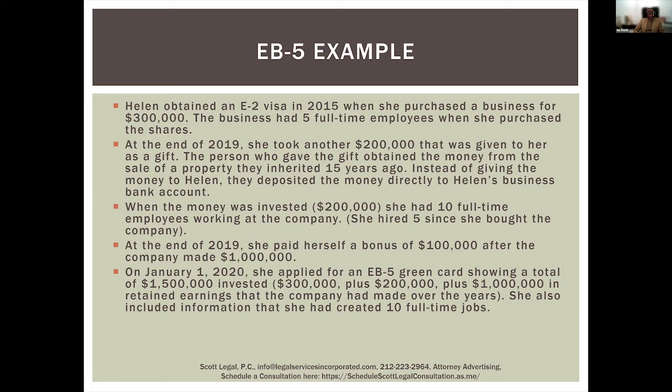So in this example, Helen got an E2 visa in 2015, and she purchased a business for $300,000. So she gave the seller $300,000, and the business had 5 full-time employees when she purchased the shares, right? Then, 4 years later, she invested another $200,000. So now she's invested $500,000, and the $200,000 was given to her as a gift. The person who gave the money as a gift sold property that they inherited 15 years ago. And also, instead of giving the money to Helen, they deposited the money directly into Helen's business bank account, right?